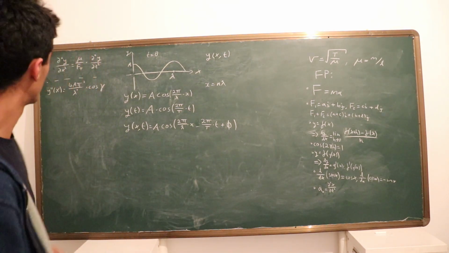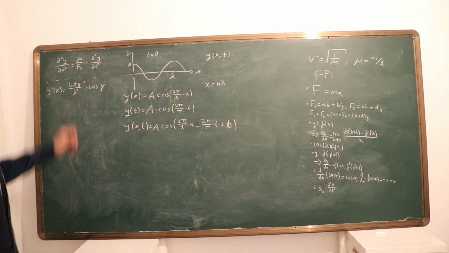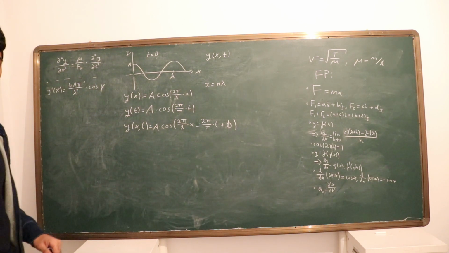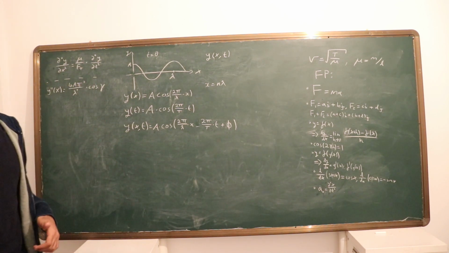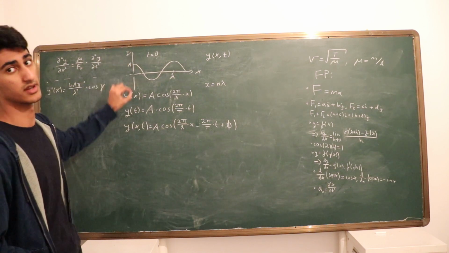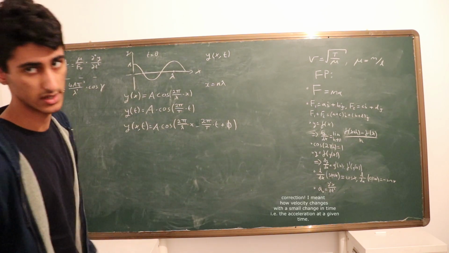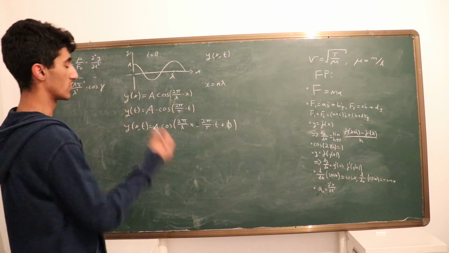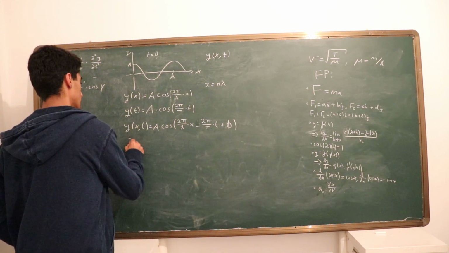Okay, so now we've got this expression, which is simply this part. Now we're going to find this rate of change here, which is just acceleration in the y direction. So it's how one particle accelerates up and down with a small change in time. So what we want now is the second derivative of y with respect to t.